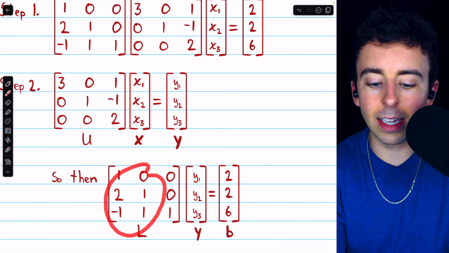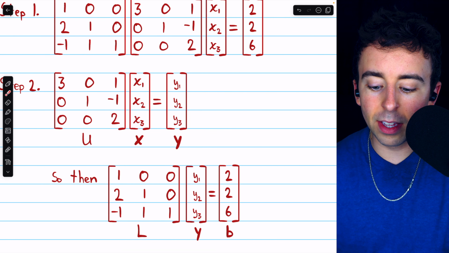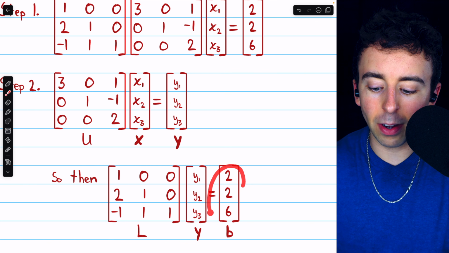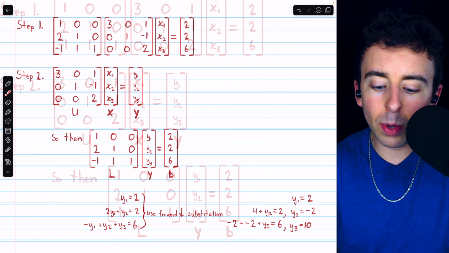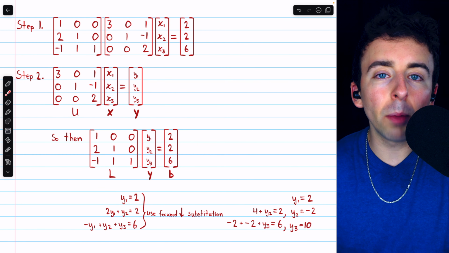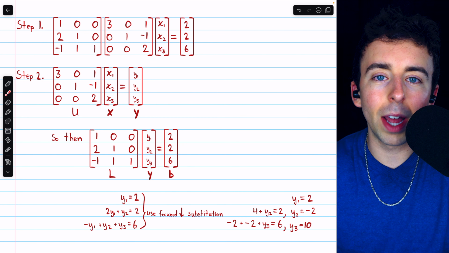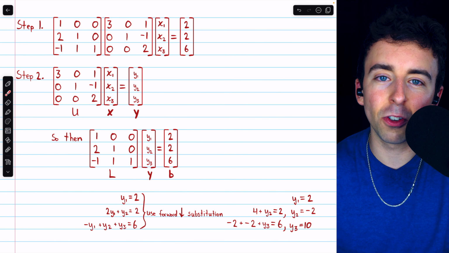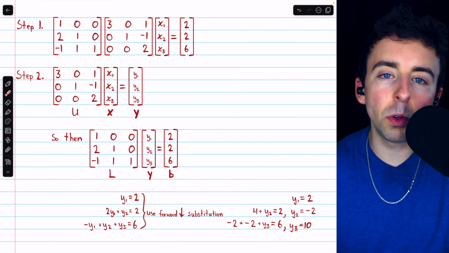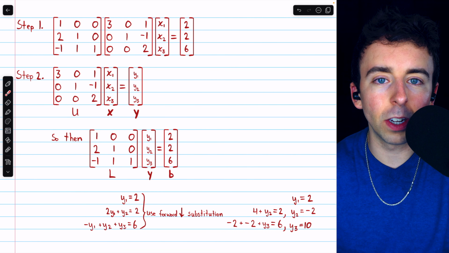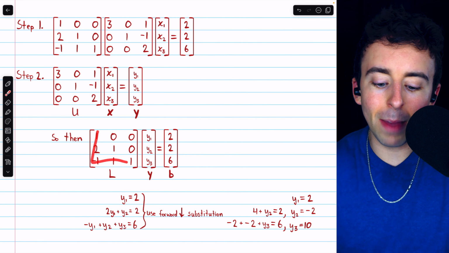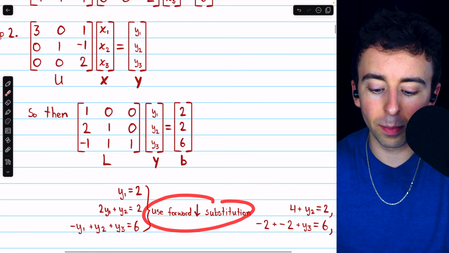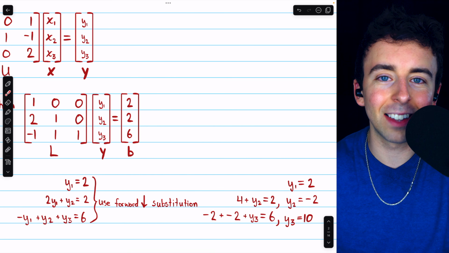This is L, the lower triangular matrix. This is y, which is replacing U times x, and then there's our constant vector, b. And now we have to solve this system. You're probably familiar with solving systems when the coefficient matrix is upper triangular. We perform Gaussian elimination to get in that situation, and then you use a process called back substitution. In this case, the coefficient matrix is lower triangular, so we actually have to use something called forward substitution, but it feels more or less the same.